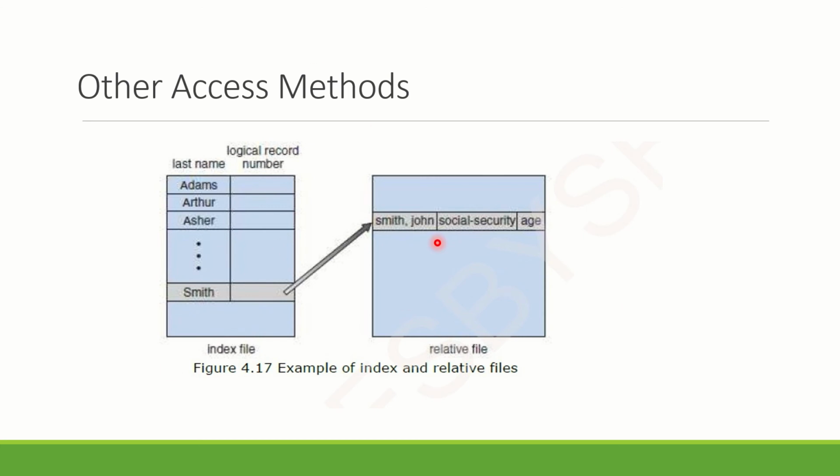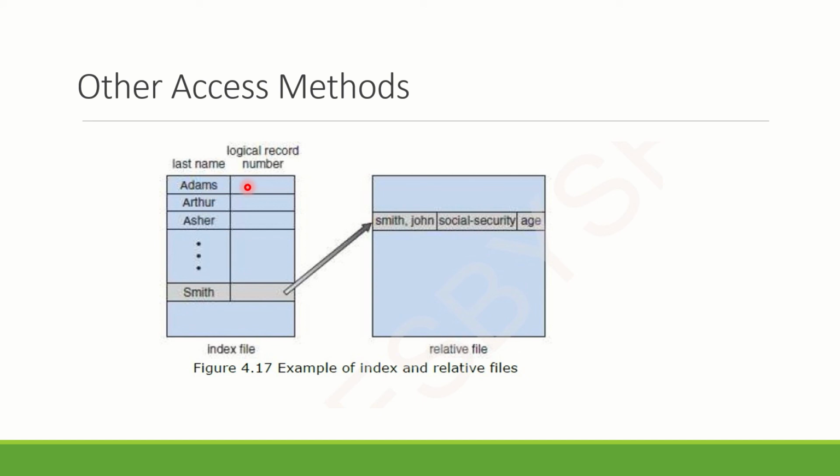So this is an example of an index and relative file. In this figure they are showing just an indexing example, not the secondary index concept. Here, using the simple indexing concept, we see how a file can be accessed. This is the index file with keywords. Here they have taken the last name, or first name, as the keyword.